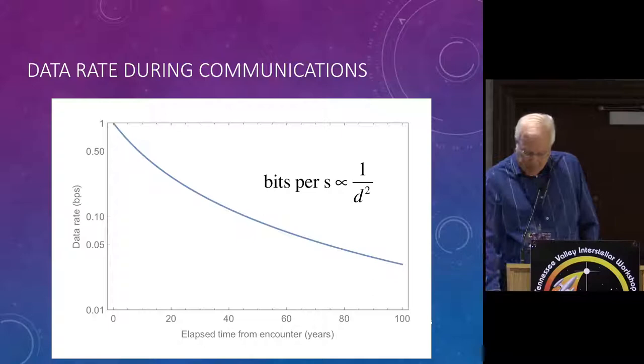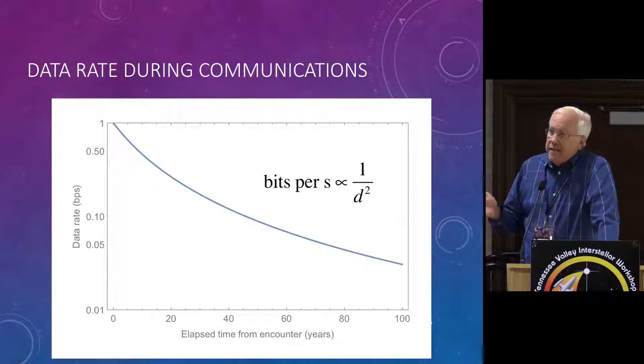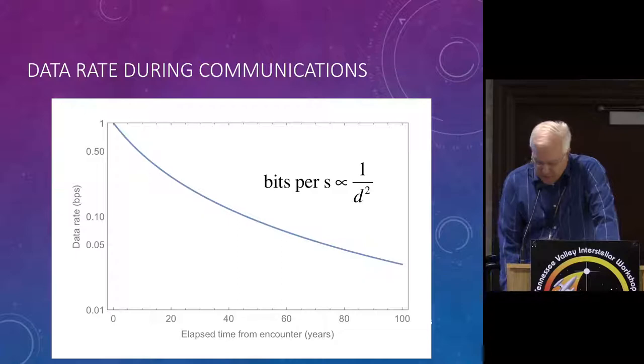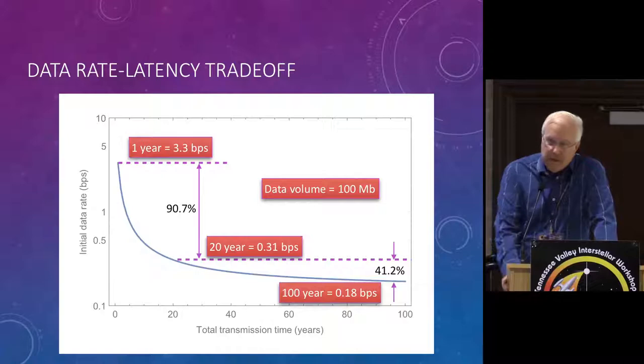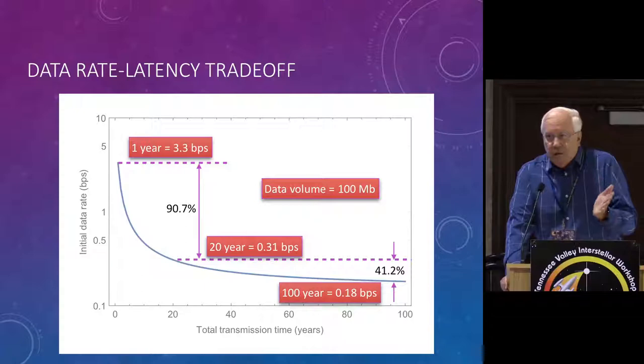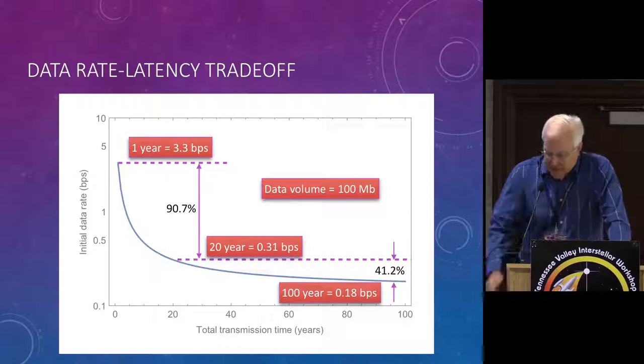So if we think about transmitting data over a period of time following the encounter with the target star, then we can work backwards to figure out how much data we can get back to Earth. So that's what I do in the next viewgraph. In this, I've assumed that the total data volume is 100 megabits, not megabytes, but 100 megabits, 100 million bits. Where I get that number is by assuming that we have 100 images, each image 1,000 by 1,000 pixels, and each pixel 1 bit. That gives us 100 megabits, 1 bit after compression, obviously.